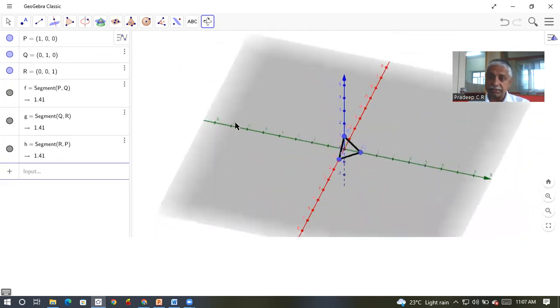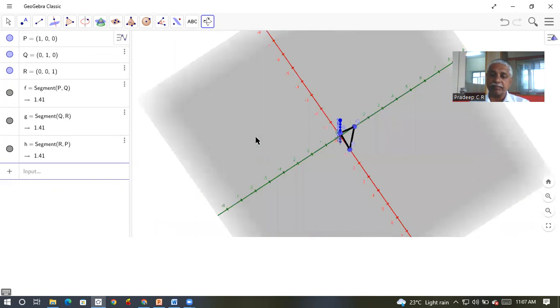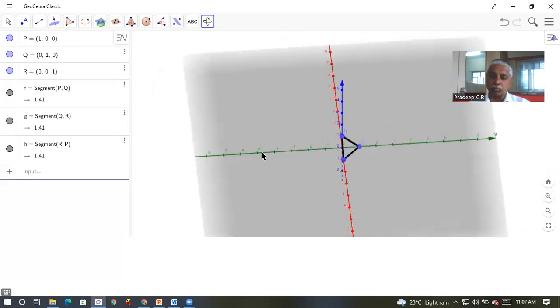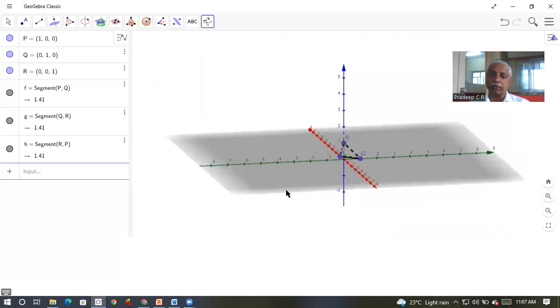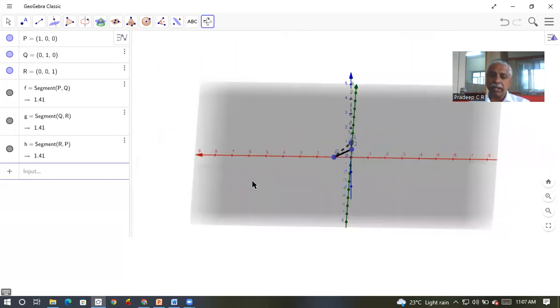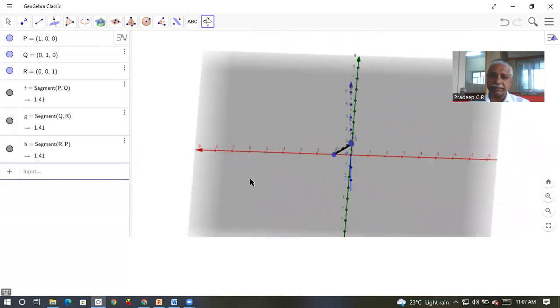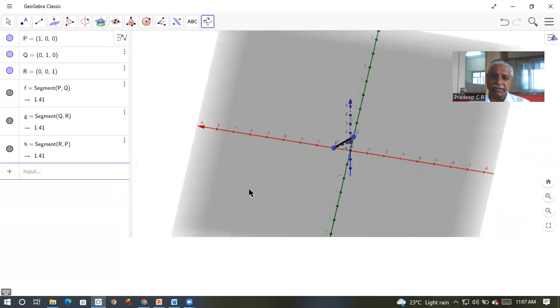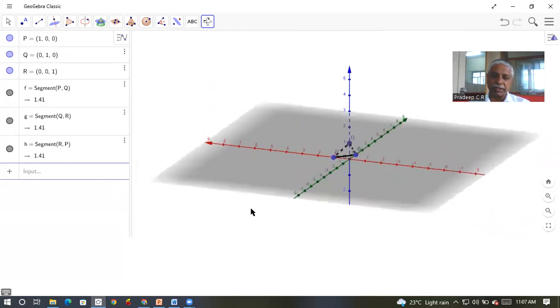Now, this triangle is supposed to be an equilateral triangle. Of course, if I see it from here, it doesn't look equilateral because PQ seems to be bigger than QR, for example. But that's not true because we are seeing it wrongly. Here, GeoGebra will give you the line segments also. Line segment PQ is 1.41. Line segment QR is 1.41. Line segment RP is also 1.41. These are their lengths.